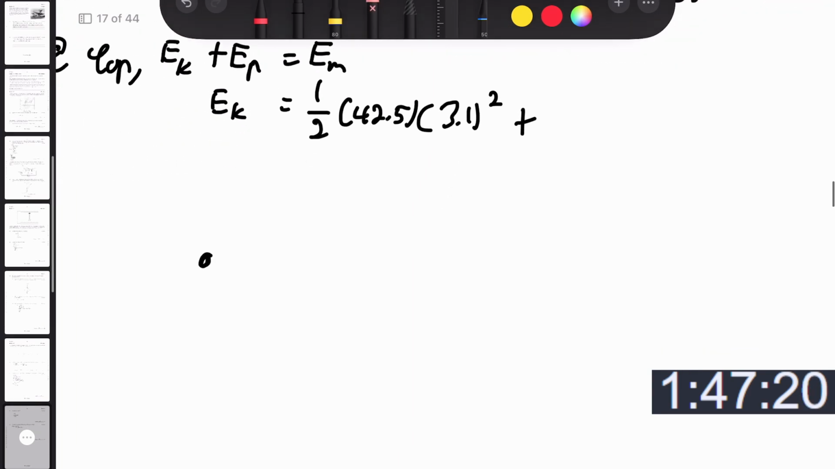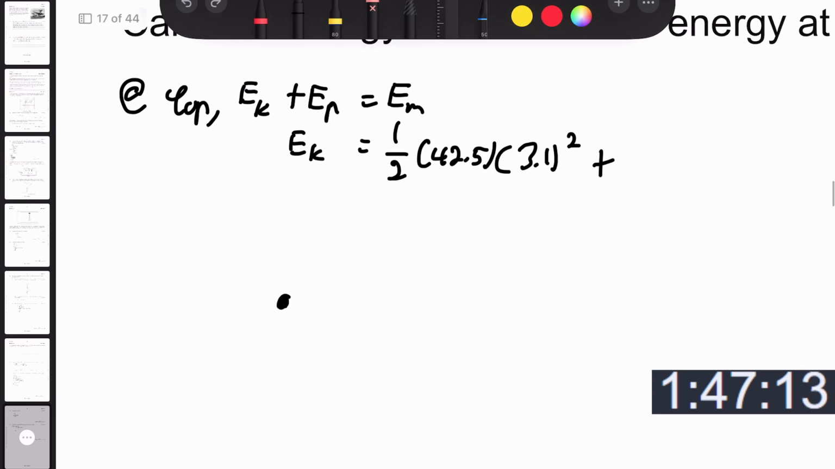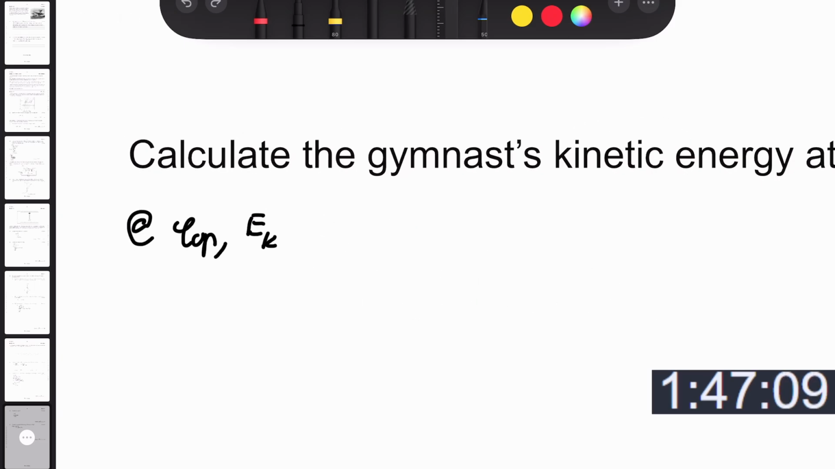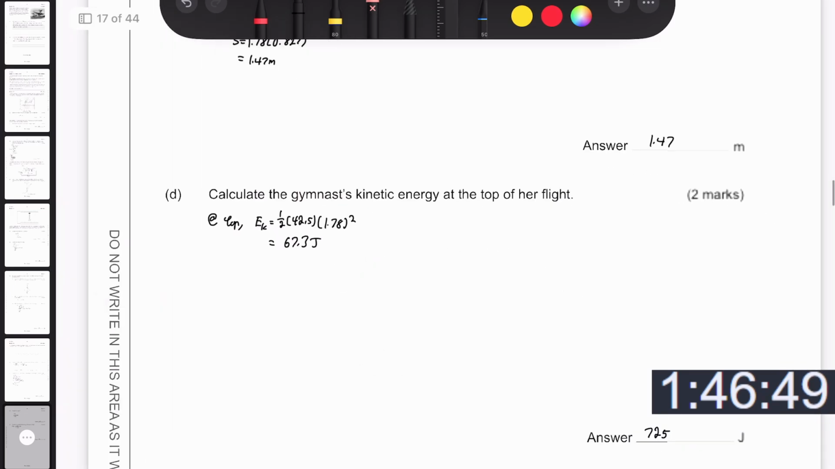I like how as soon as I drew the dot and I was about to draw where my forces and velocities are, I was like, wait, I'm only going across because at the top my vertical velocity is 0. So I only have to worry about my horizontal one. So half of 42.5 and 1.78 squared. So 67.3 joules.